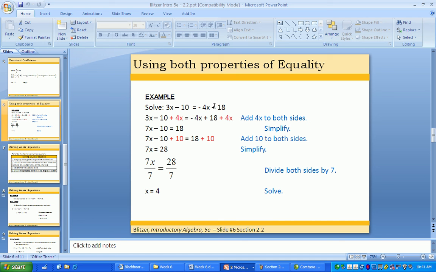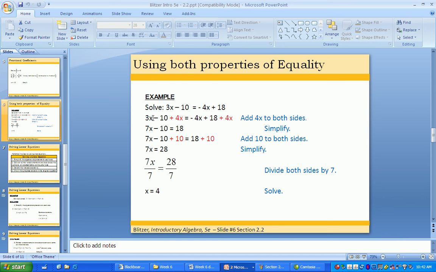So if we want the x's on the left, we have to add 4x to this side, which we did, and that gets rid of this. It cancels out here. But we also have to add 4x to this side. So then we combine like terms. 3x plus 4x is 7x. So we got the minus 10 on the left is equal to 18.